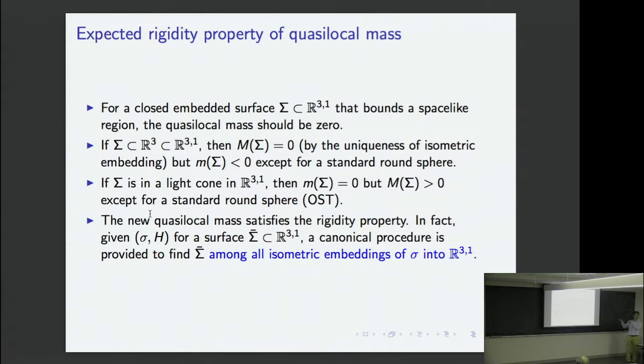If this surface were really coming from the Minkowski space-time, there is a canonical procedure to help you find an embedding, to realize this surface in the Minkowski space-time. So if it is coming from a reference space-time, it's going to find itself. Otherwise, it's going to find the best match reference space-time. But I want to highlight this part: among all isometric embeddings of sigma into a Minkowski space, I'll elaborate on this later. It turns out there are many different isometric embeddings of a surface into the Minkowski space, even for a perfectly round sphere.